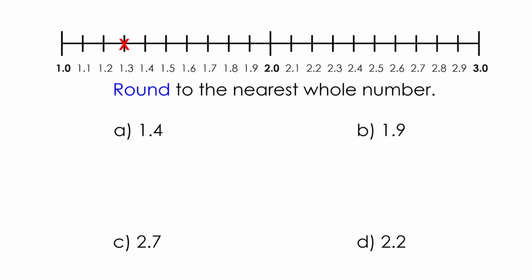I included the number line at the top, as you can see. So 1.4 is going to be right over here. And 1.4 is closer to 1. 1.9 is located right here. So what's it closer to, 1 or 2? Well, by looking at it, you can see that it is closer to 2. 2.7 is right here. Is it closer to 2 or 3? Well, as you can see, it's really close to 3. And the number 2.2, which is located right here, is also closer to 2.